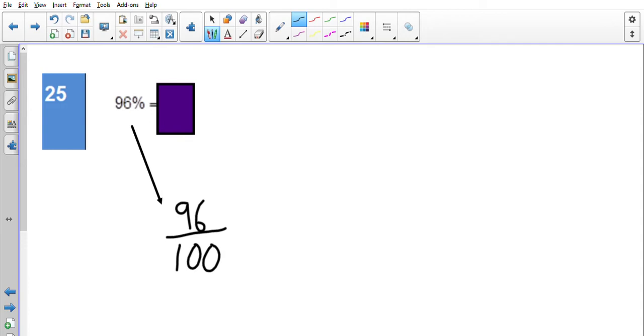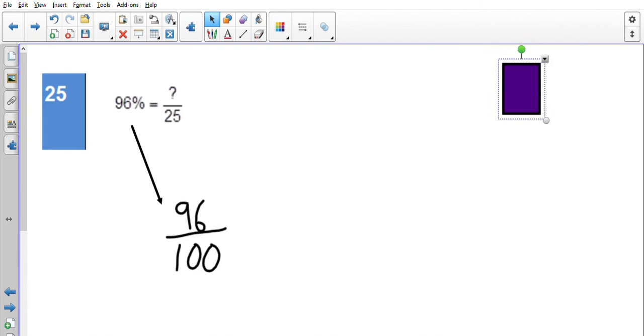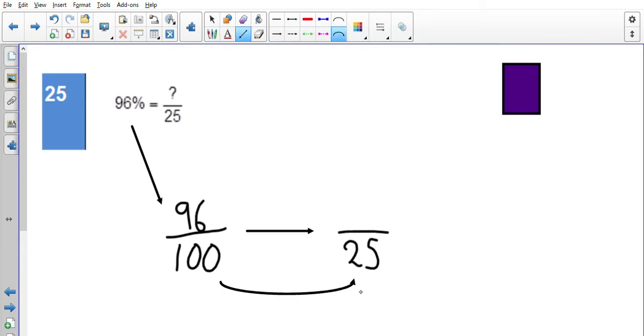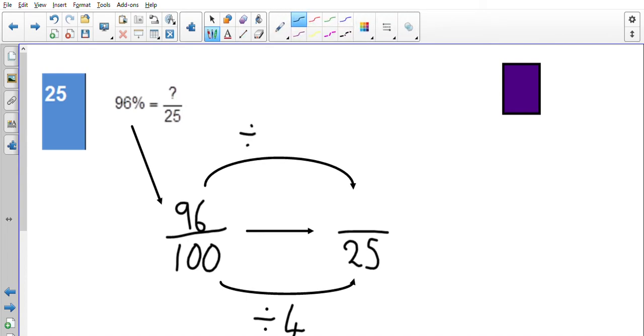Okay, so now I have my percentage as a fraction, I can look at how I need to make that equivalent. So I need that in 25ths, not in hundredths. So if I think about what happens between those 2 points, how do I get from hundredths to 25ths? Well, 100 divided by 4 is 25. And if I've done that to the bottom, to my denominator, I have to do that to my numerator. So I have to take my 96 and I have to divide that by 4.